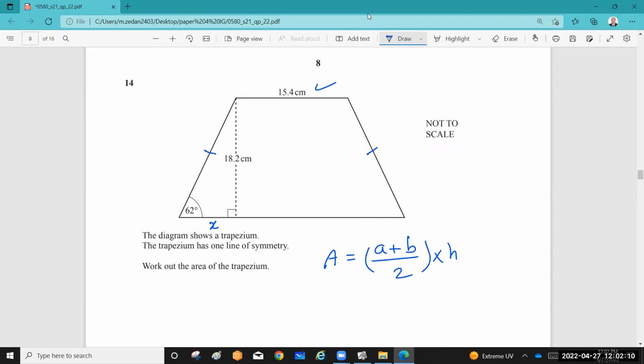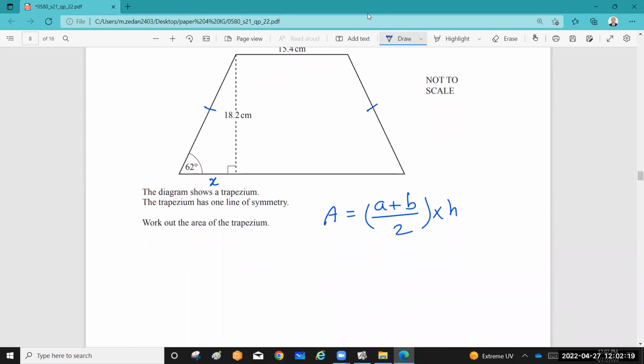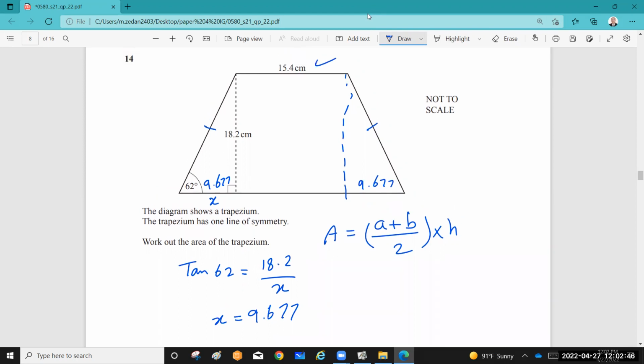So I can find x first by using SOHCAHTOA. Of course, look at this one. I have the opposite and the adjacent. This is tan. Tan 62 is equal to 18.2 over x. By solving this equation, you can find x equals 9.677. And I have also the same here, 9.677. In addition, this part 15.4 is the same as the upper one.